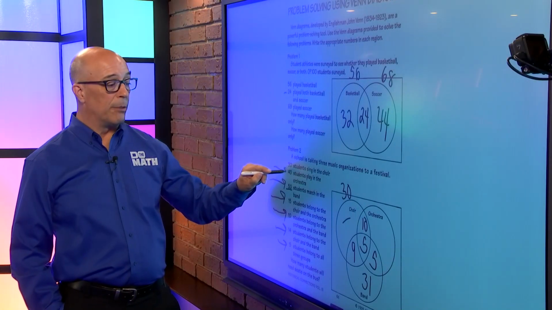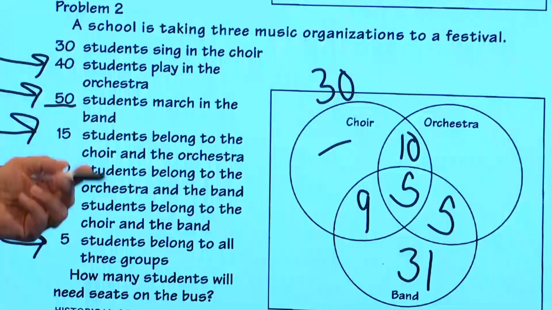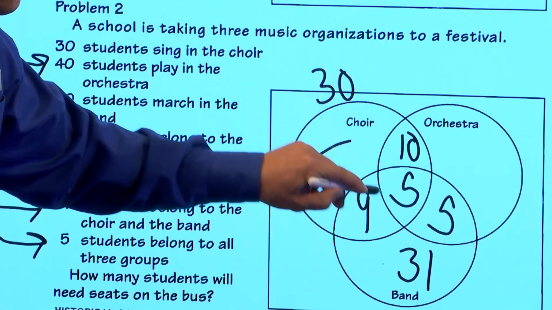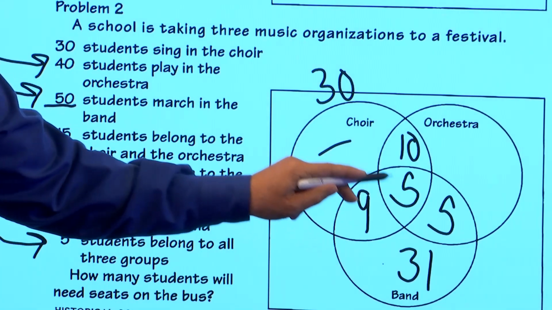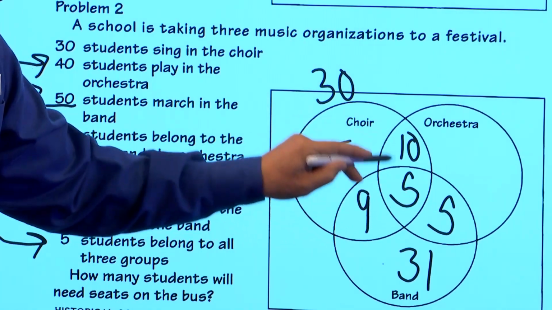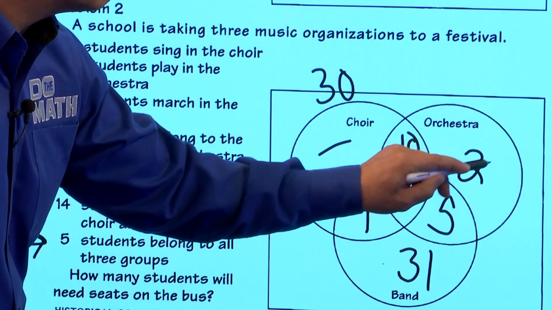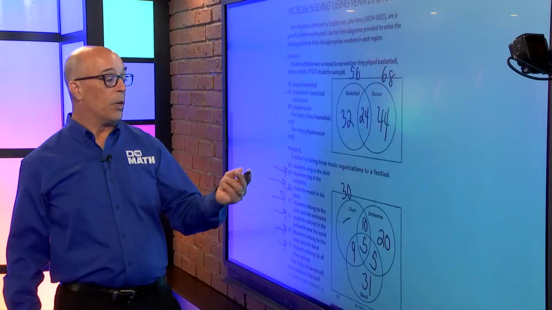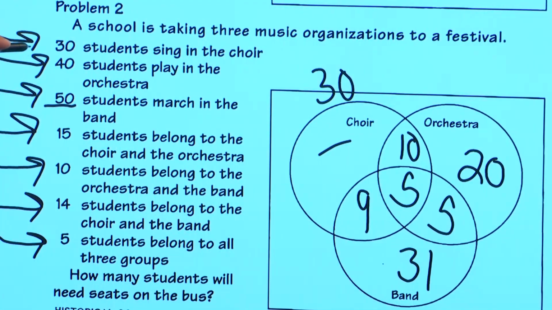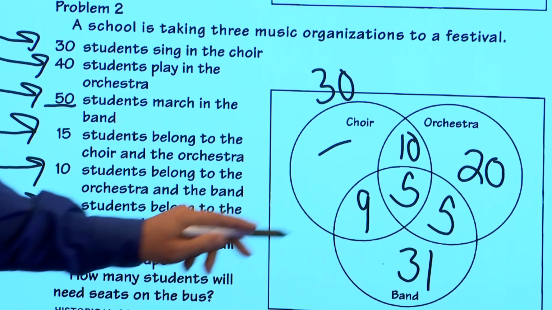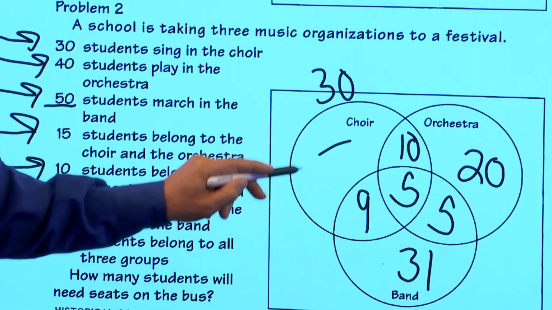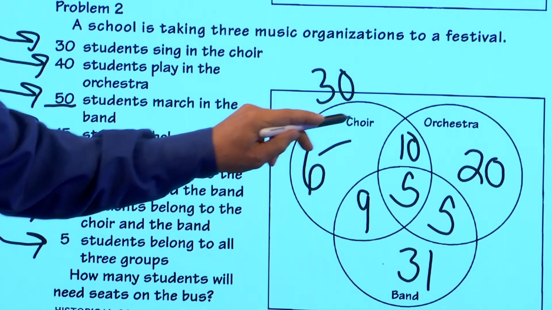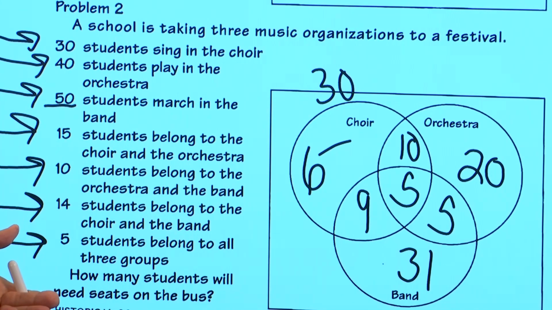40 students played in the orchestra. The orchestra is this entire circle right here. We know that we need 40, and there's already 20 kids in the orchestra, so we need 20 more for that. We go back, 30 students sing in the choir, so we can see that we have 15 there, plus 9 makes 24, so that we can see that there are 6 kids in the choir all by itself.